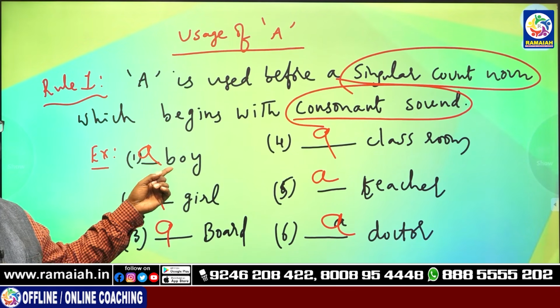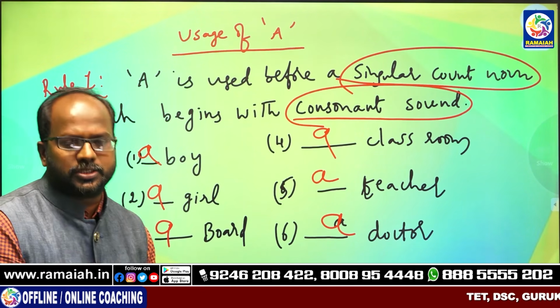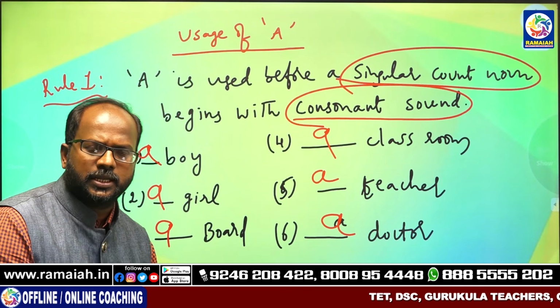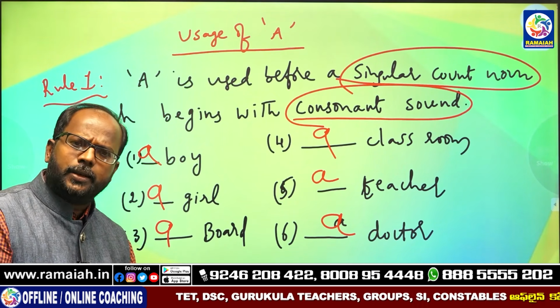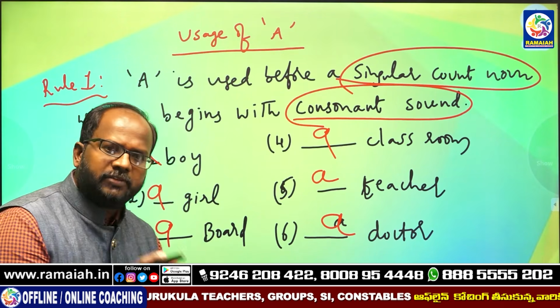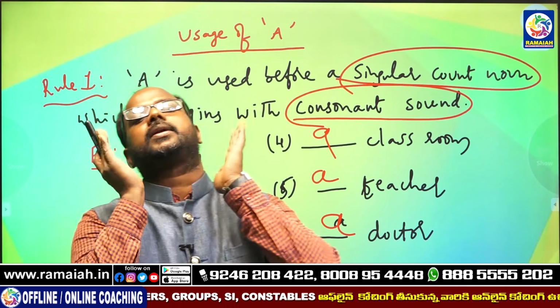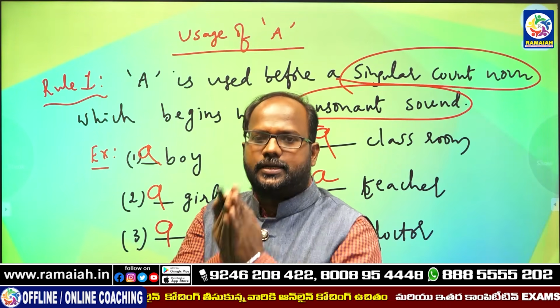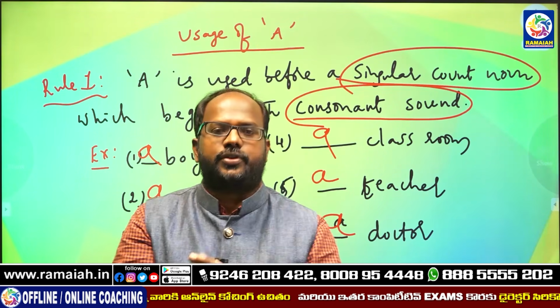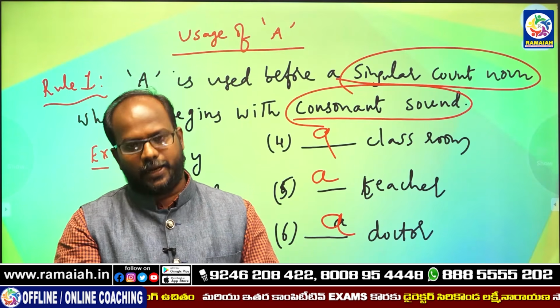Yes, boy, ba. There are 24 consonant sounds in English. Yes, there are 24 consonant sounds. What do you mean by that? Yes, 21 consonant letters but 24 consonant sounds. 21 consonant letters are giving 24 consonant sounds in English.